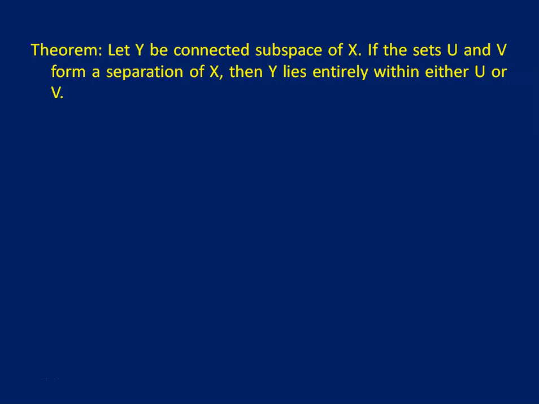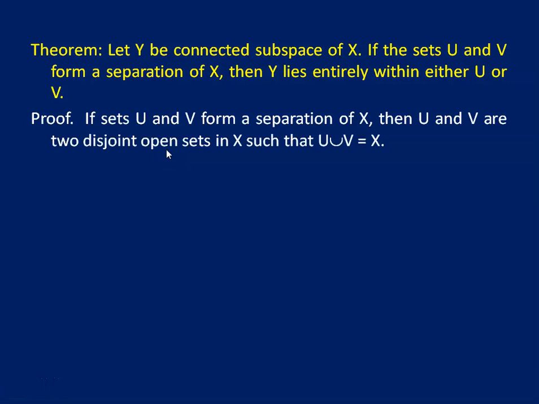Let us take this theorem. Let Y be a connected subspace of X. If the sets U and V form a separation of X, then Y lies entirely within either U or V. That is, Y is a connected subset of X, whereas X has a separation, X equal to U union V. Then this connected subset lies entirely either in U or in V.